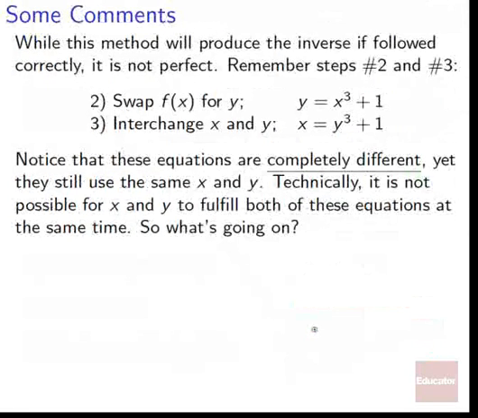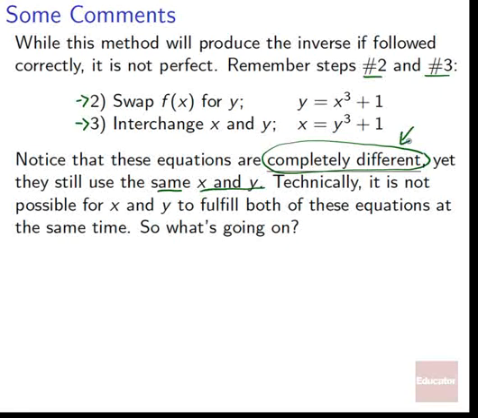Great. Now, while this method will produce the inverse if followed correctly, it is not perfect. Now remember steps number 2 and number 3. In that we had the swap f of x for y, and then we were told to interchange x and y. Remember, they swapped places. Now, notice these equations are completely different. They are totally different from one another. Yet they're still using the same x and y, right? Technically, it's not possible to have both of these equations be true with the same x and y. X and y can't possibly fulfill both of these equations at the same time because they are completely different equations.